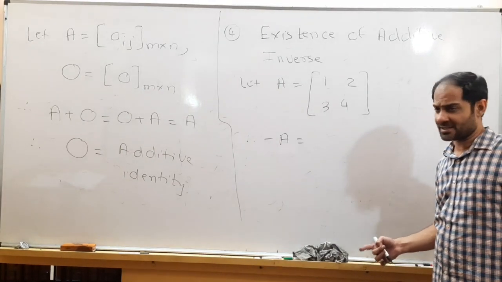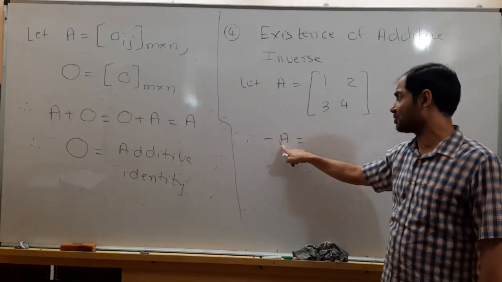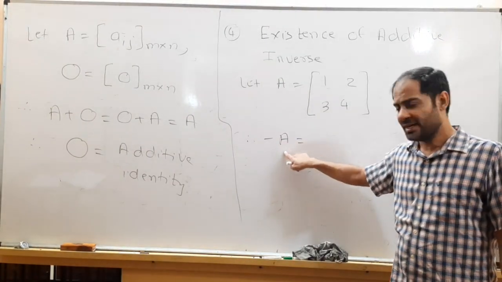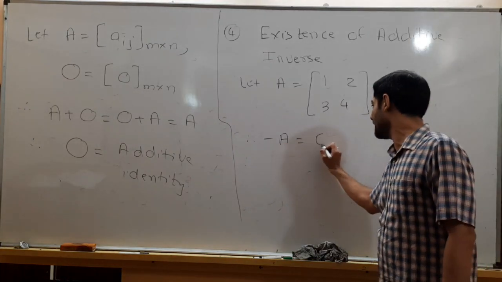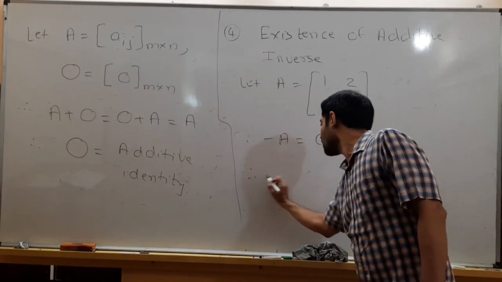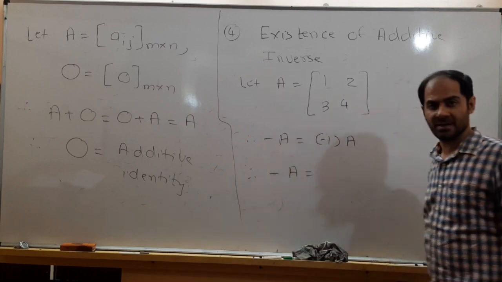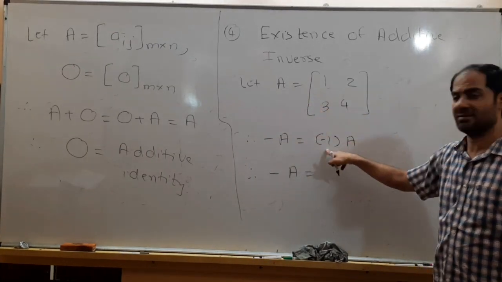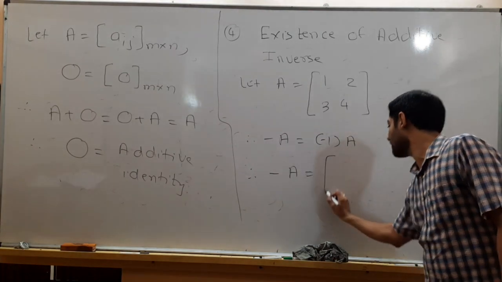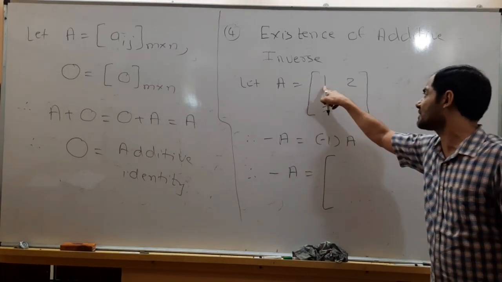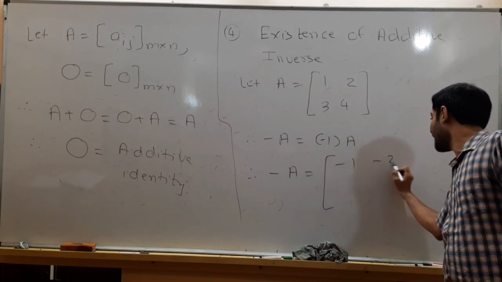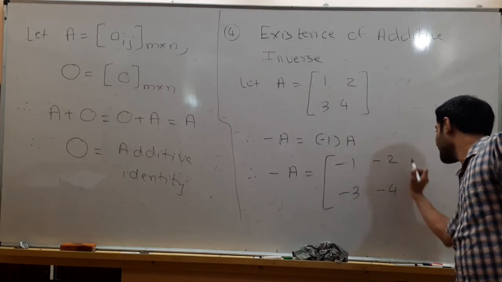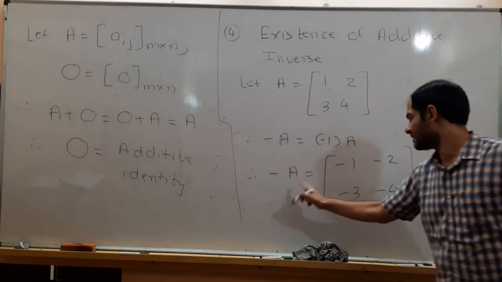After finishing that exercise, I explained that minus A is actually the negative of A. What is the negative of A? Minus A is actually minus 1 into A. So minus A is obtained by multiplying every element of A with minus 1. So 1 into minus 1 is minus 1, minus 2, minus 3, minus 4. So this is A, this is minus A.